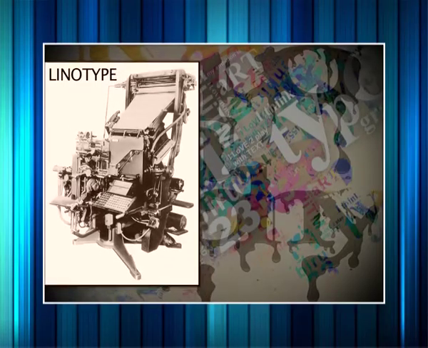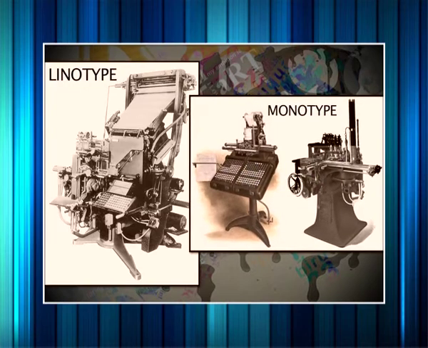Hand composing was rendered commercially obsolete by continuous casting or hot metal typesetting machines, such as the Linotype machine and monotype at the end of the 19th century. We will be learning about linotype in our next episode, which is part of the same module.